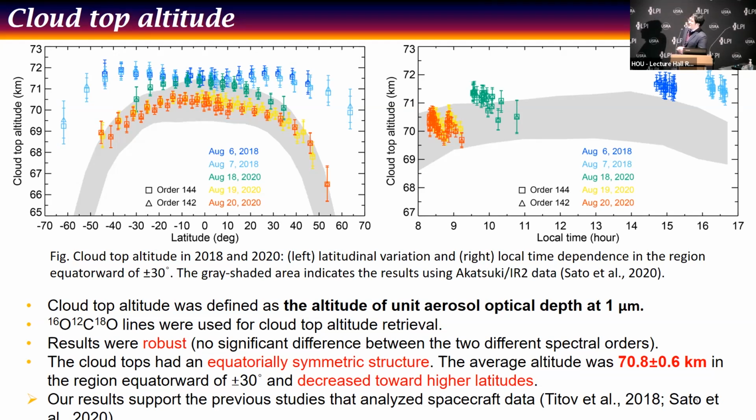So first, we can say the results were robust because we didn't see any significant difference between the 2 different spectral orders. And the cloud tops had an equatorially symmetric structure, and the average altitude was 70.8 kilometers in the region equatorward of plus minus 30 degrees, and the cloud top decreased toward higher latitudes. These qualitative characteristics support the previous studies that analyzed spacecraft data.